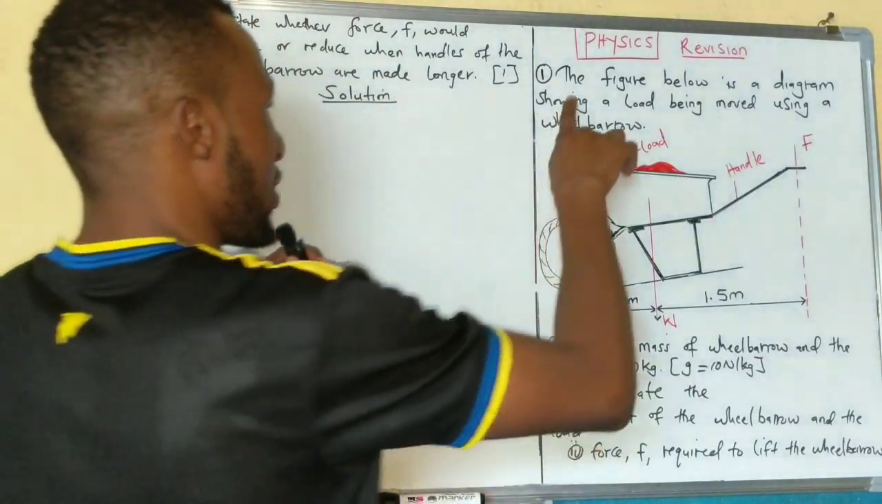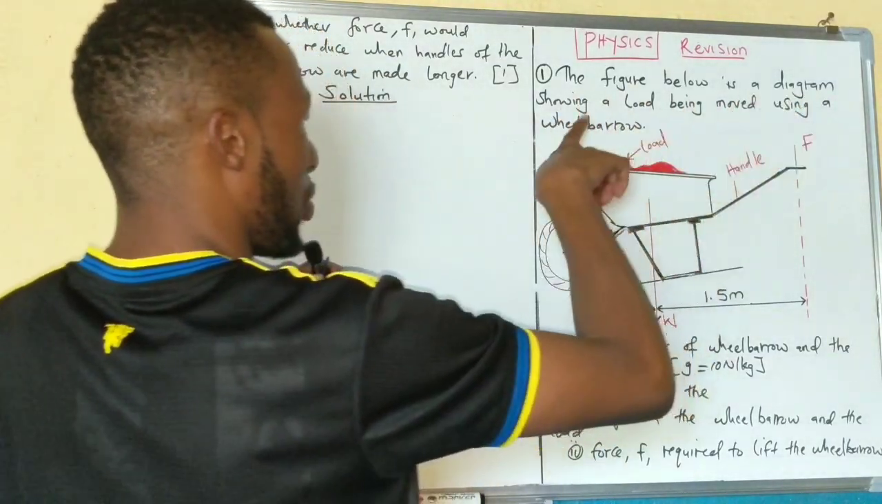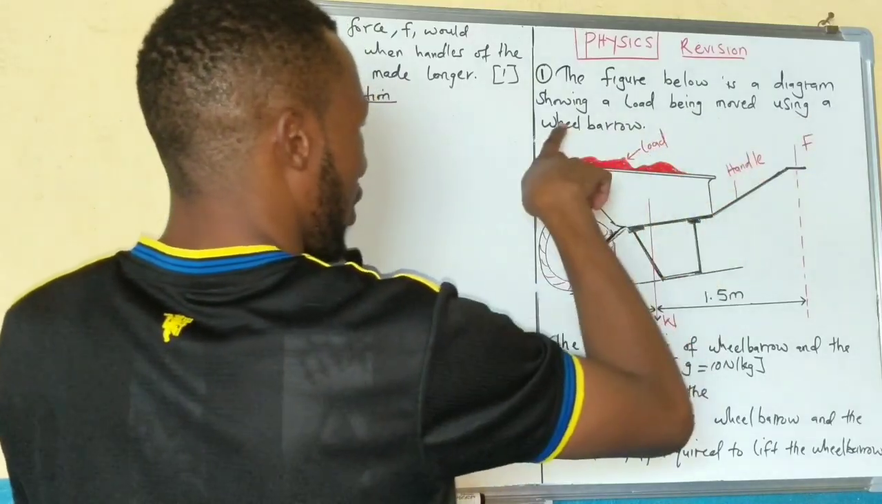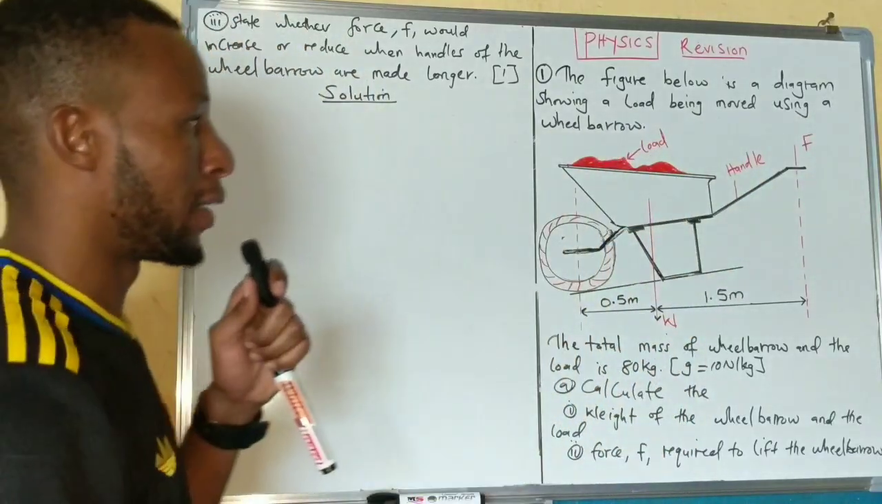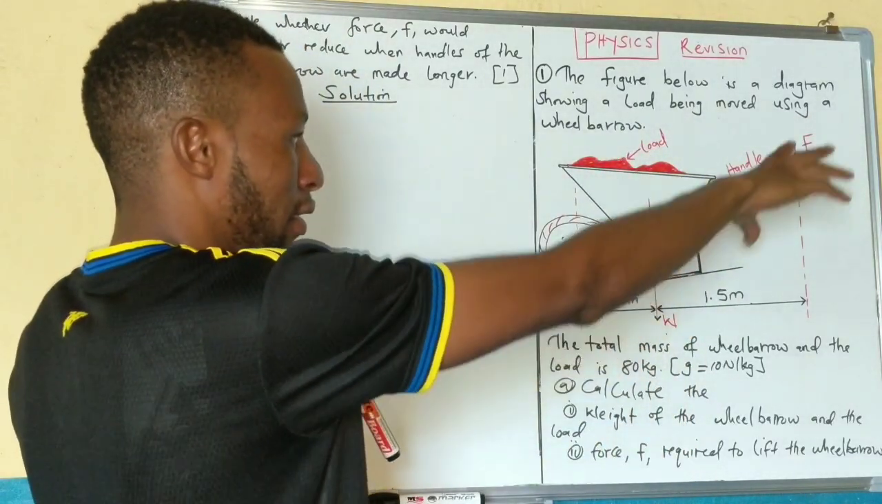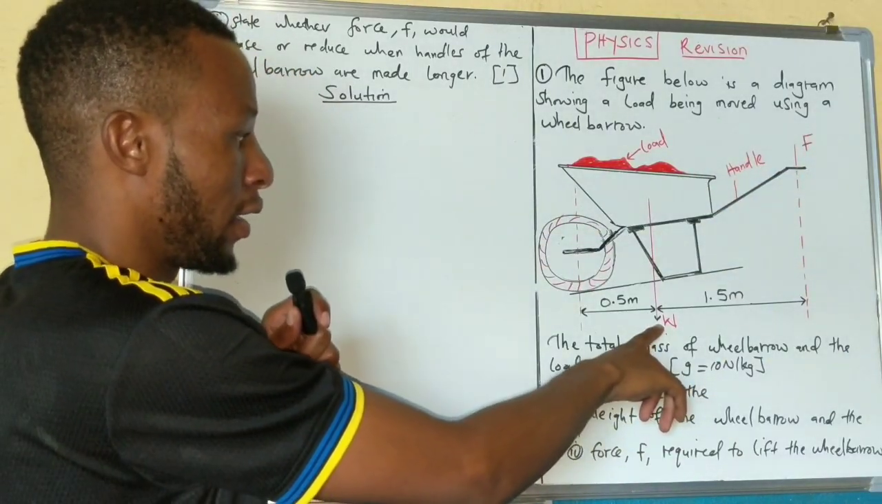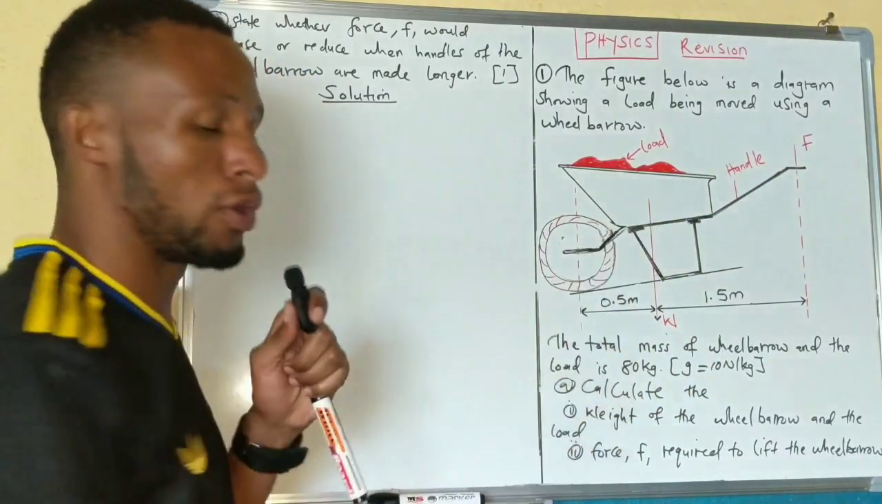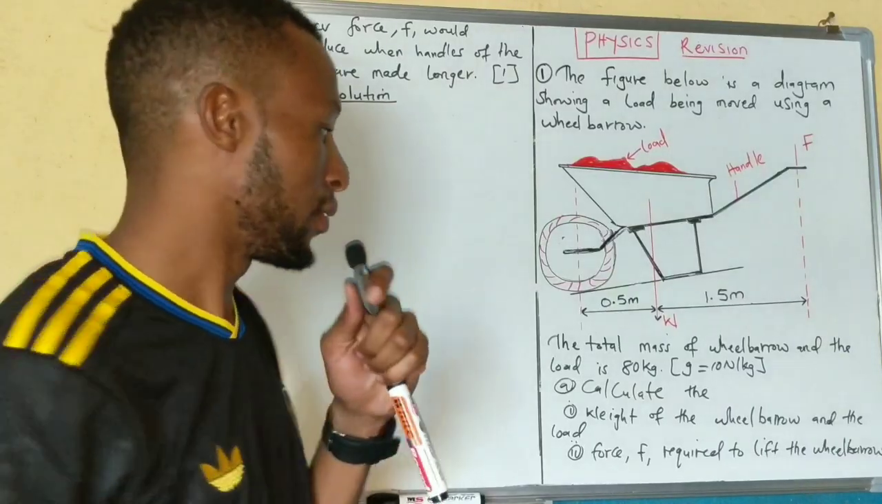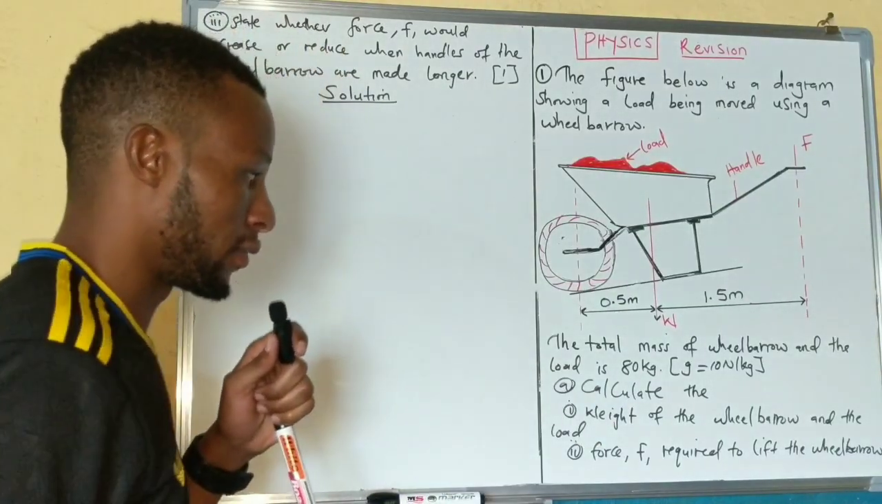Okay, so the question says, the figure below is a diagram showing a load being moved using a wheelbarrow. And this is the wheelbarrow. As you can see, the load, the handle, and then we have F as the force, and then we have W representing the weight of the load and wheelbarrow in that case. Okay, let us see the questions that follow.